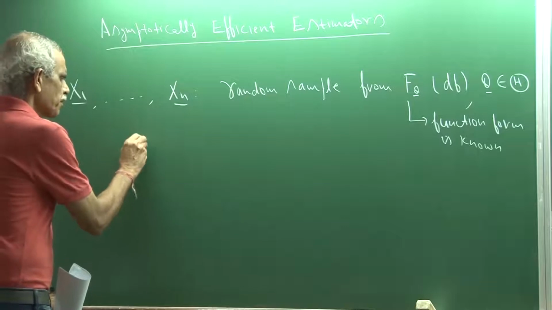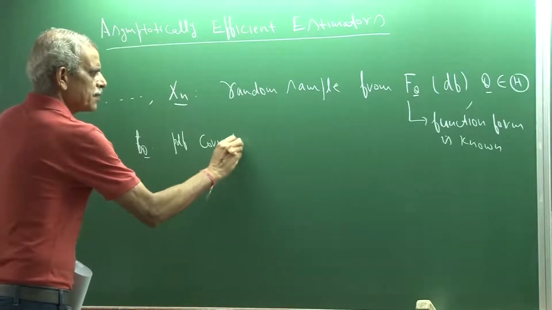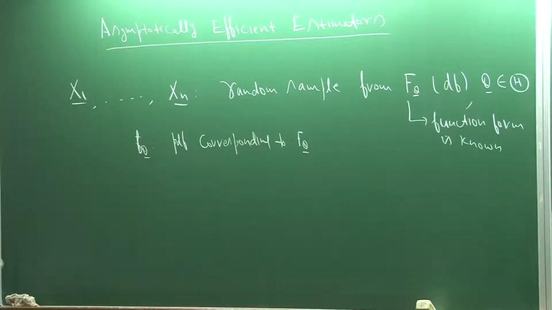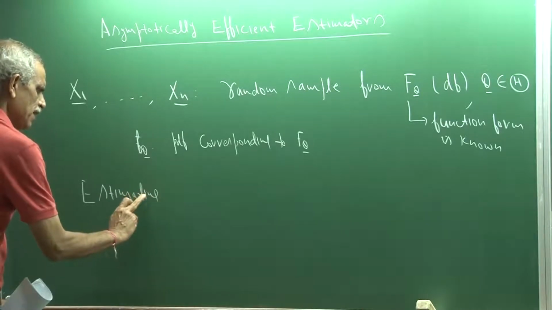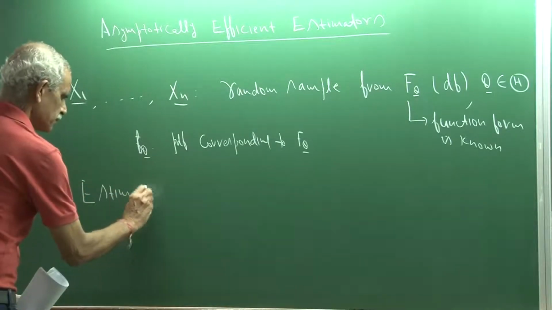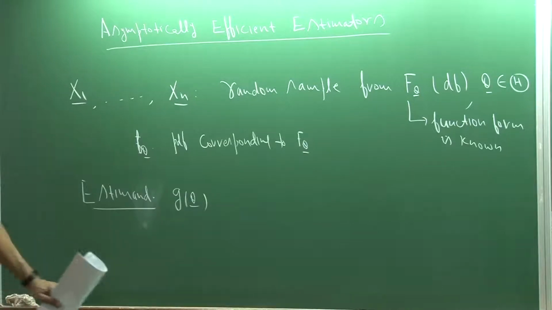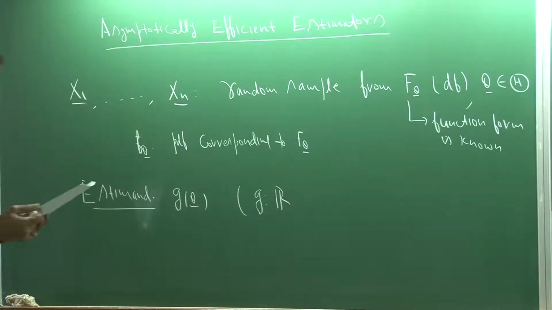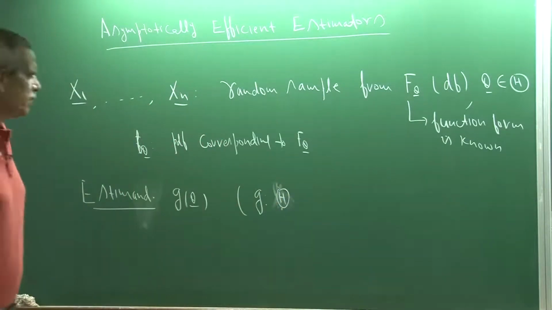Suppose small f theta is the PDF corresponding to F theta. And what I'm interested in is estimating g theta. So my estimand is g theta. Now this g may be vector valued also. So g may be a function from the parameter space Theta, which itself may be vector valued, to R^m.